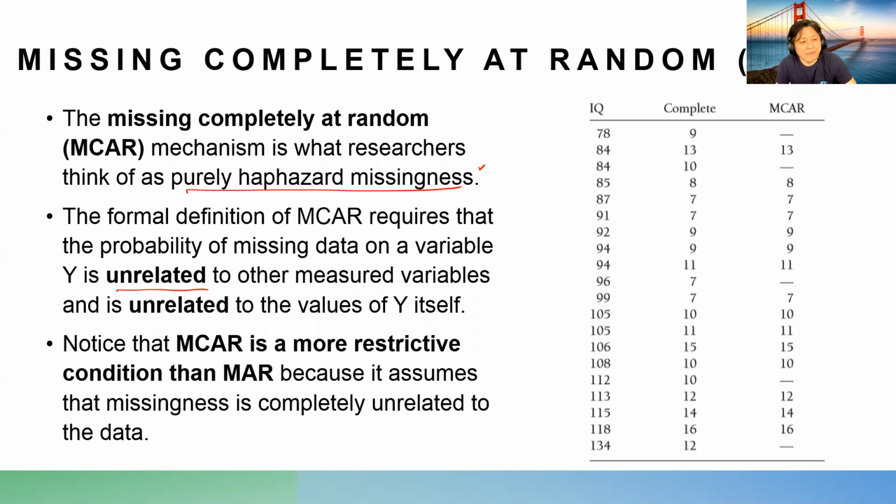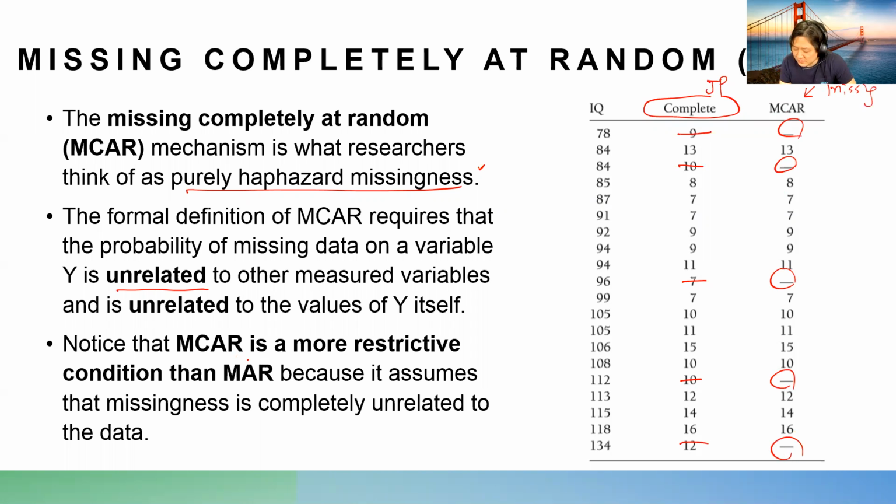If you look at this, this is our complete case, complete job performance. And then we randomly remove some numbers, okay? I just randomly remove some numbers. And then this is the MCAR type, the missing completely at random type of missing data. They are all randomly removed, okay?